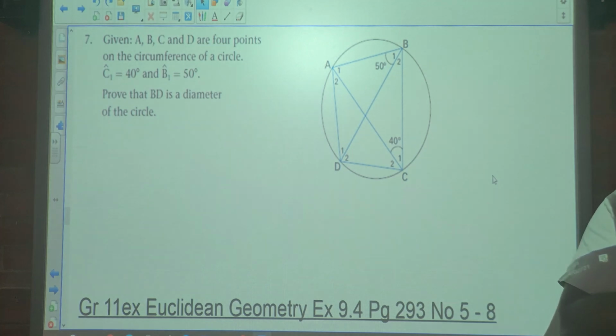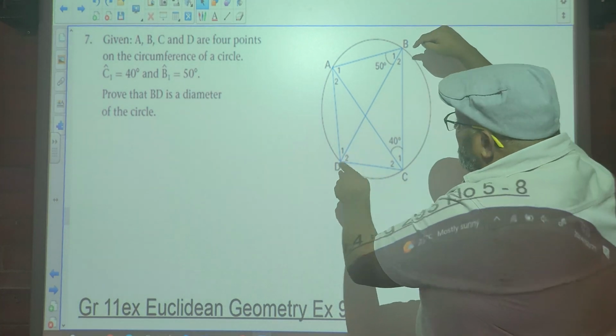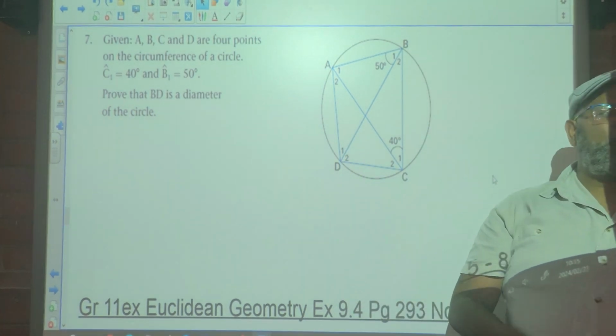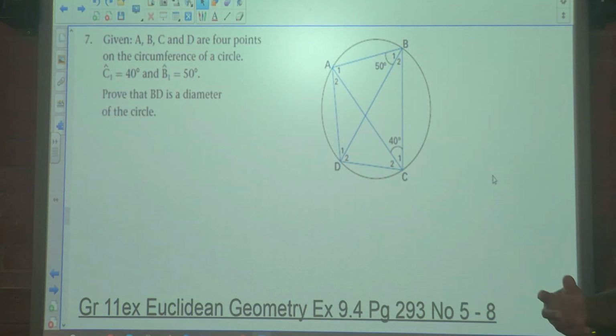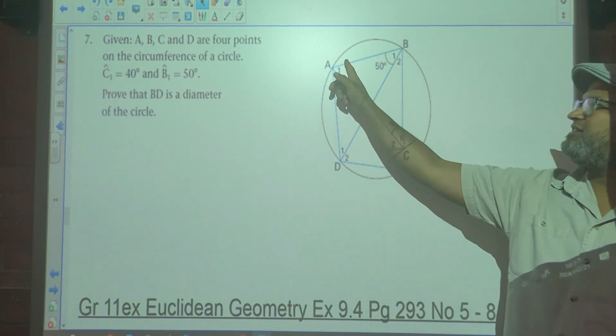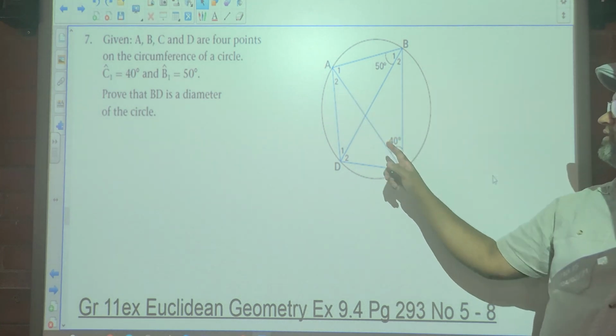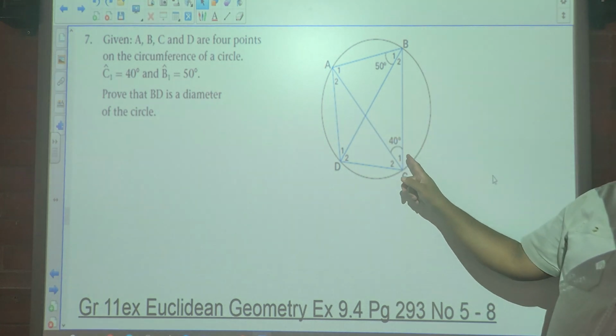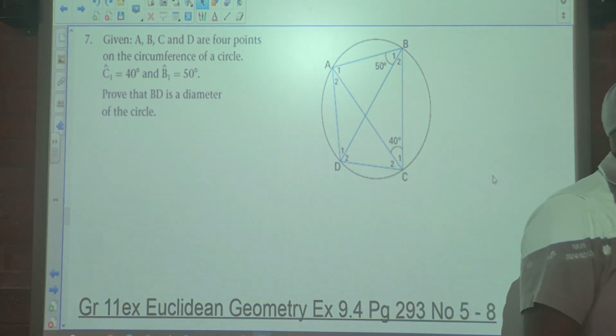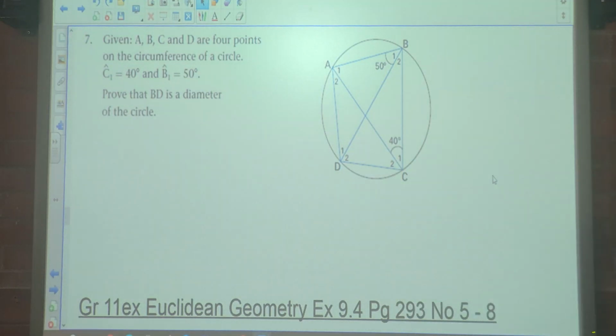People, the question you should be asking yourselves: if BD was the diameter, then what do we know? Angle A1 and 2, the combination thereof, is 90 degrees. And C1 and 2, the combination thereof, is 90 degrees.